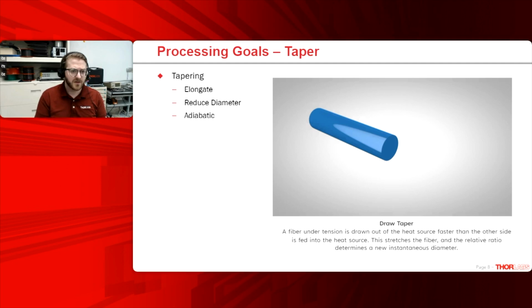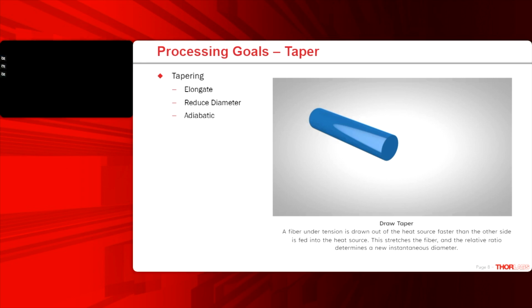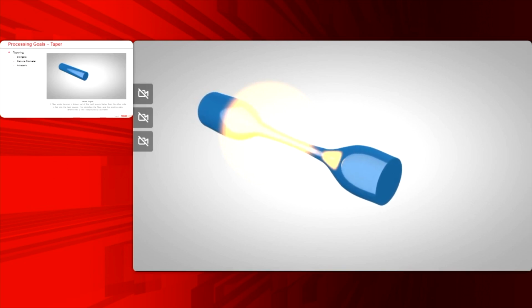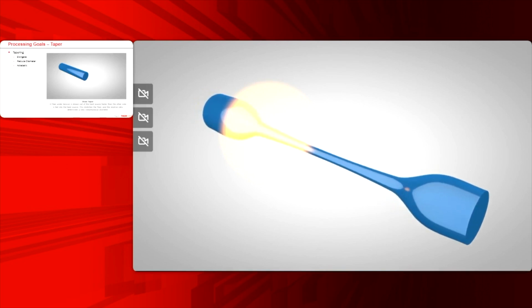The other processing goal is tapering. I have another animation here. The blue is still glass, but it's just much easier to see a tapered shape this way. Tapering is a process of heating the glass and then elongating it, and that reduces the diameter. So that's critical for mode field adapters as well as fused fiber couplers.